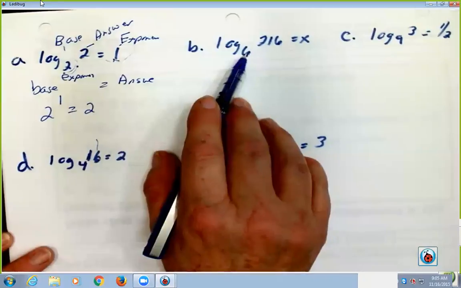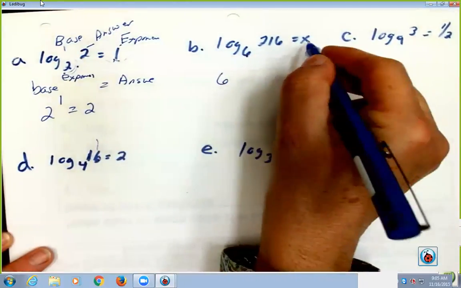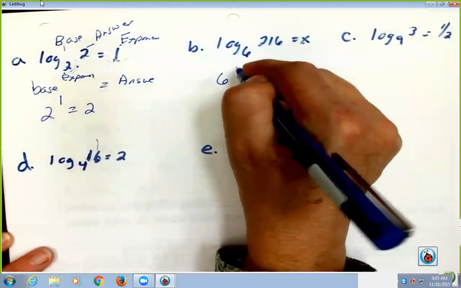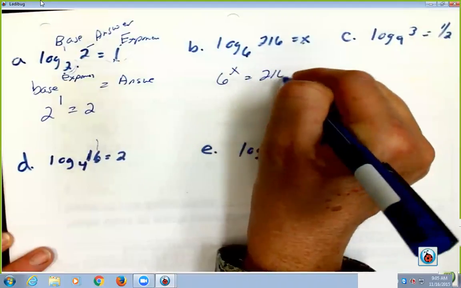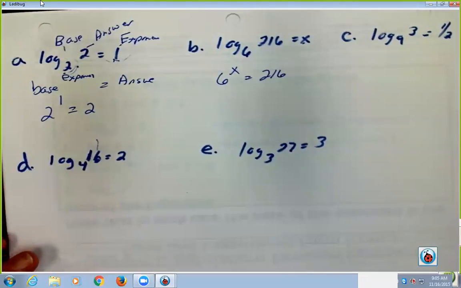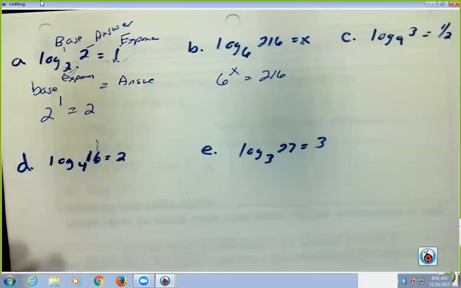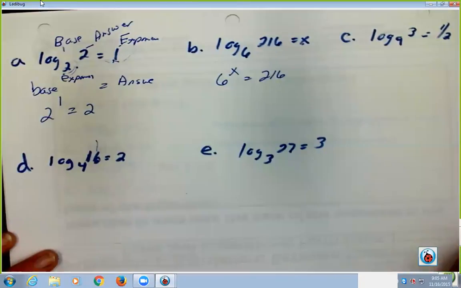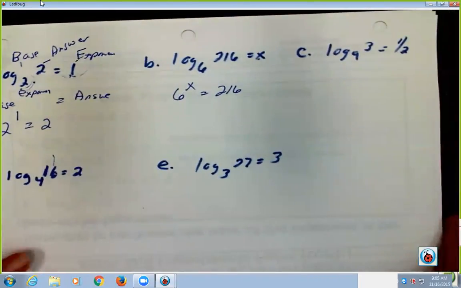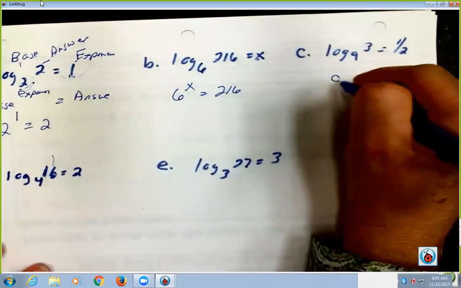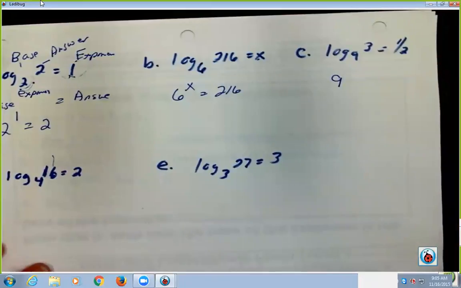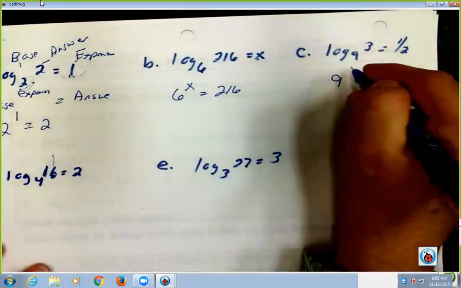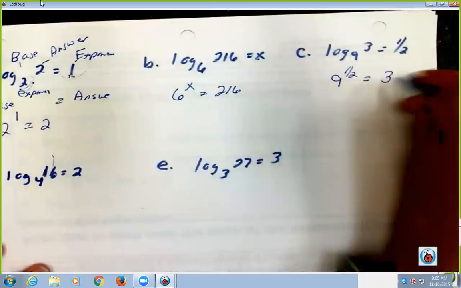So if I look at this one, 6 is my base. X is my exponent. It's equal to 216. And we're going to solve these and figure out what x would equal once we get there. Here, what's the exponent on that one? It's a 9. 9 to the 1/2 is equal to 3.